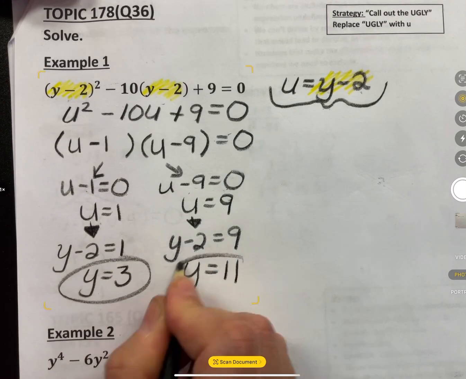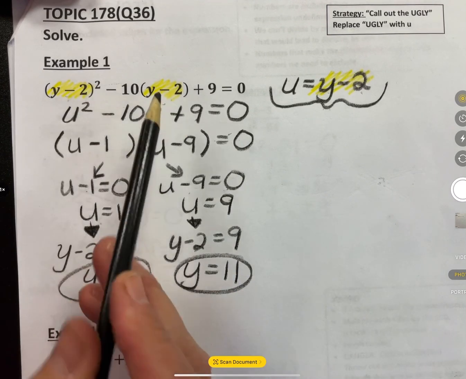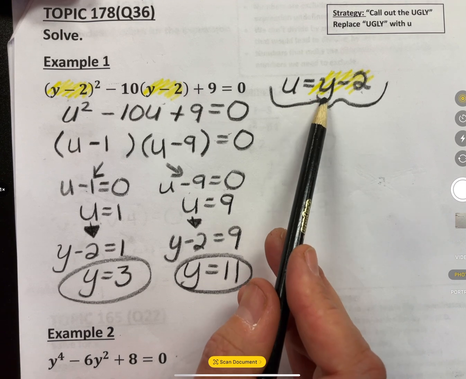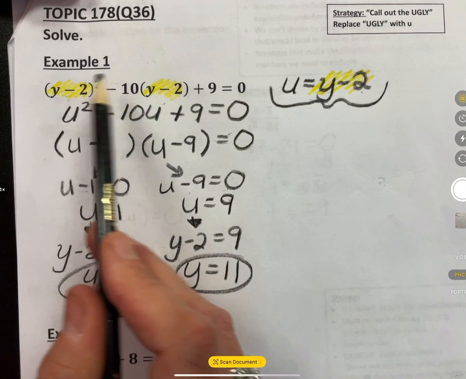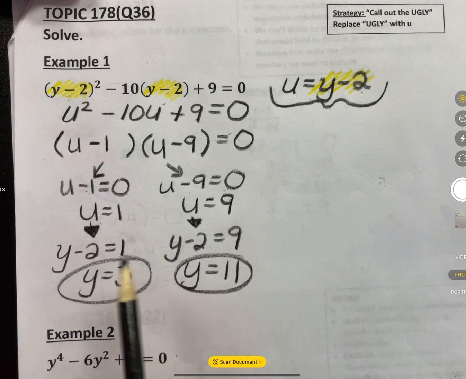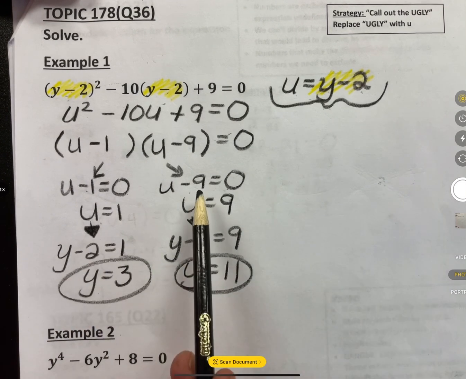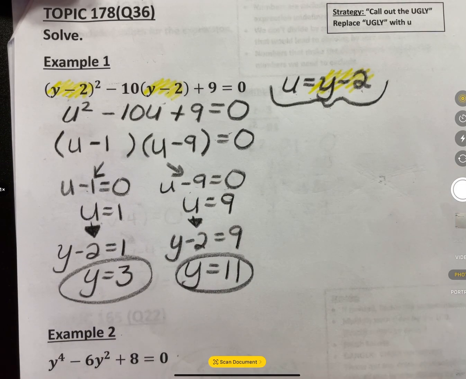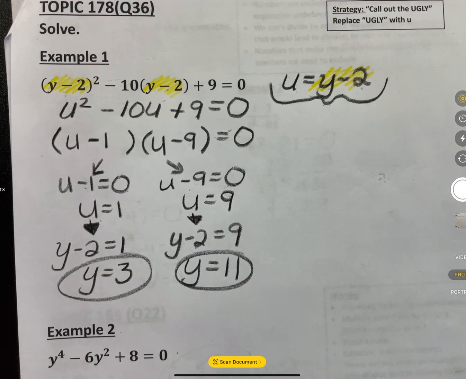Okay, so a strategy that we have: we see these duplicates, so we're going to call out the ugly. In other words, just replace that part that's more complicated with the variable u and solve. But don't forget in the very end, you've got to go back and replace the u with what you called it to begin with. Okay, so here's an extra example of that.